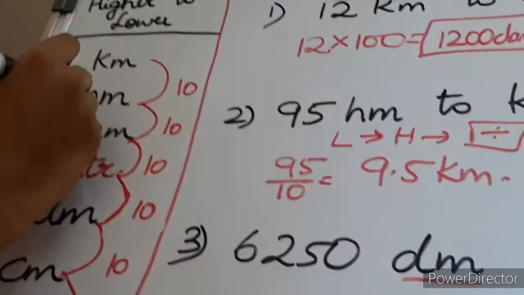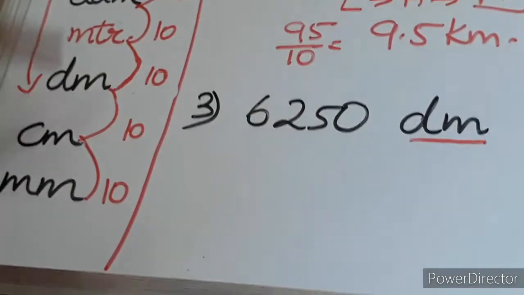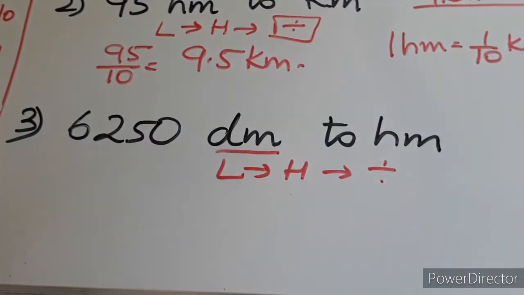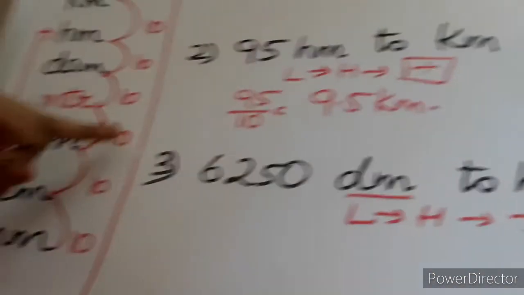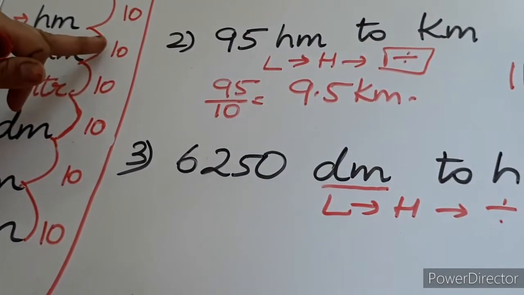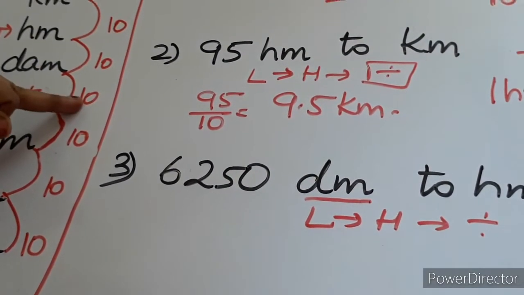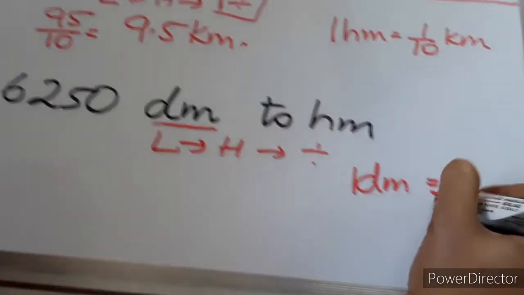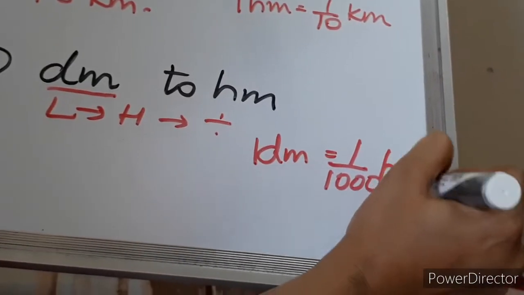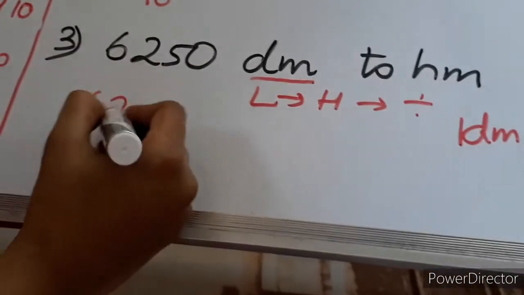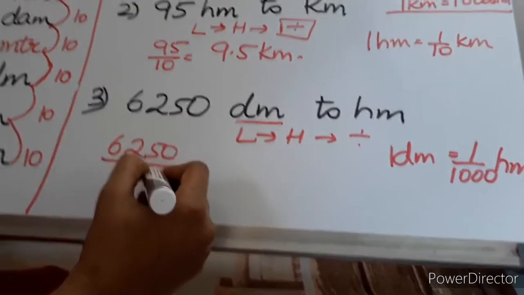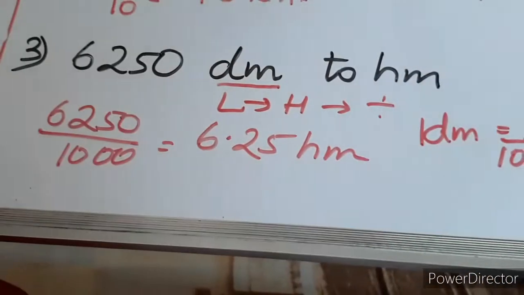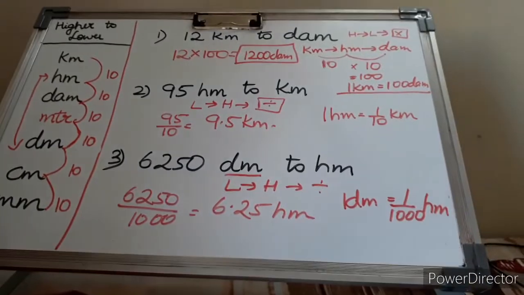Next is from decimeter to hectometer. Now this is the conversion from lower to higher unit. From lower to higher unit we have to divide, and by how much value? So 10, again 10, again 10. 3 times 10 means 10 multiplied by 10 is 100. 100 multiplied by 10 is 1000. So 1 decimeter is equal to 1 by 1000 hectometer. Therefore the answer will be what? 6250 divided by 1000 is 6.25 hectometer. Very easy. Coming towards the next type of question.